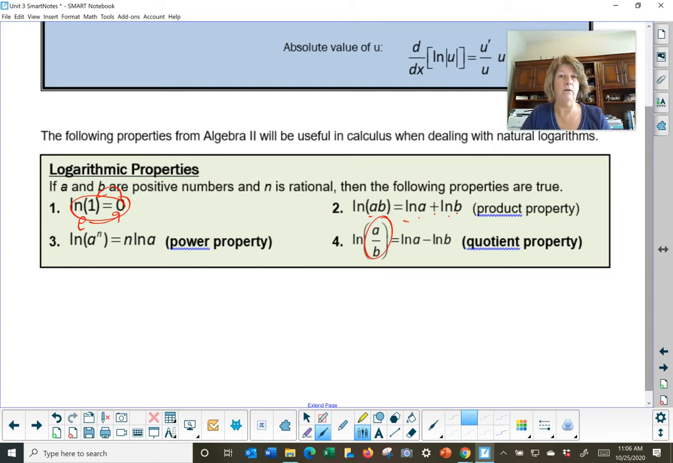Natural log of A over B. Well, if it's a quotient of two things, we can separate them using subtraction. So those rules do come in handy.